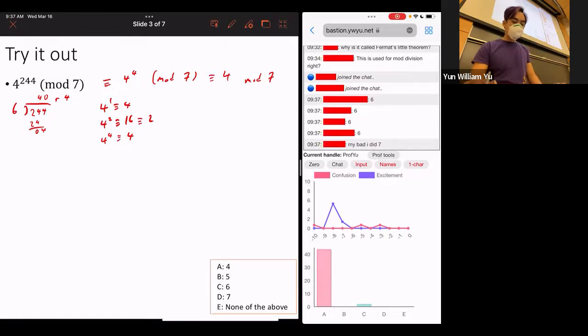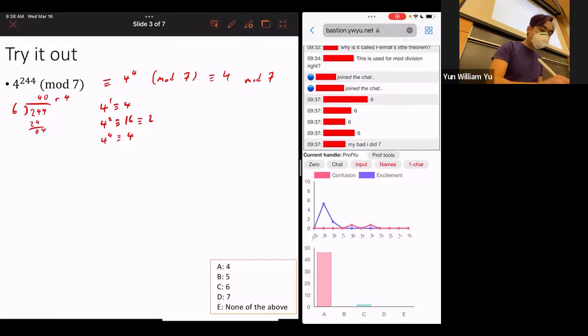Okay. So that's one of the reasons I'm having you guys try this out. The key here is that you need to divide by 6 for the exponent. But then when you're doing this here, this is all mod 7. So with this 16 here, you're dividing by 7 to get a remainder of 2. And so just be careful about when you're dividing by 6 and when you're dividing by 7.